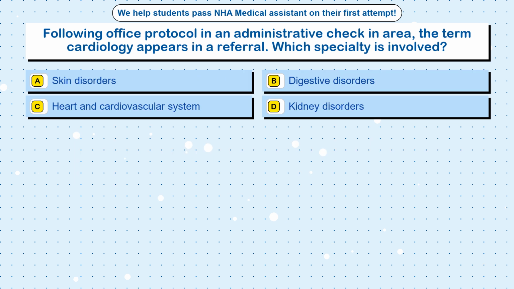Question 93. Following office protocol in an administrative check-in area, the term cardiology appears in a referral. Which specialty is involved? Option A. Skin disorders. Option B. Digestive disorders.